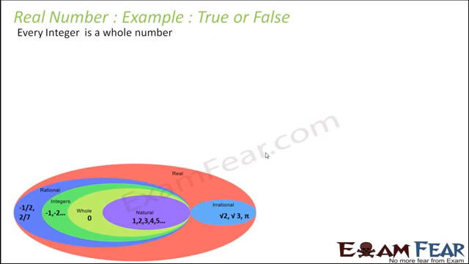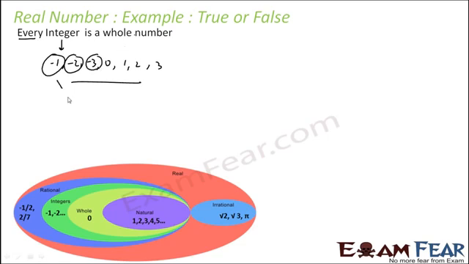So the question is, is every integer a whole number? Please note the word "every." And if you see, the integers are -1, -2, -3, 0, 1, 2, 3, stuff like that. Are these whole numbers? If you see -1, -2, -3, they are not whole numbers. This will be false. Okay. So if you make it "some integers are whole numbers," then it is true, because these are whole numbers: 0, 1, 2 and 3. But for this question, the answer will be false.